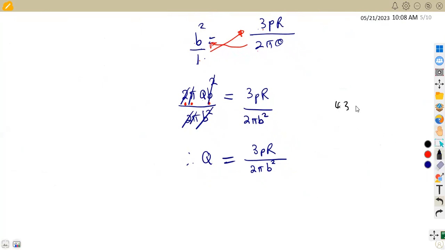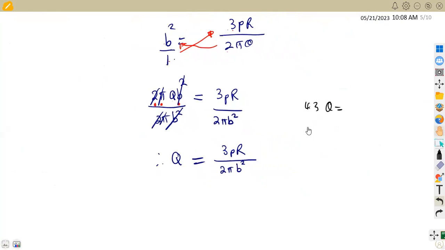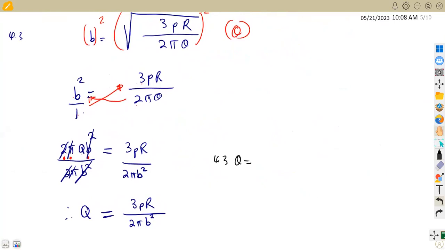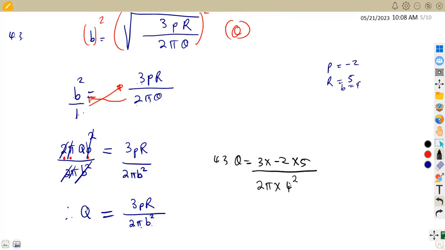So that's 4.3. Our q is going to be equal to, so we take the values that we are given. Remember that we are given that our p is -2, our r is 5, and our b is 4. So you can simply substitute this into the formula. q is equal to 3 times p, where p is -2, times r, which is 5, everything over 2 pi b squared. So this is 2 pi times b squared. Our b is 4, which is 4 squared. All right, we can simply use our calculator at once to simplify this.